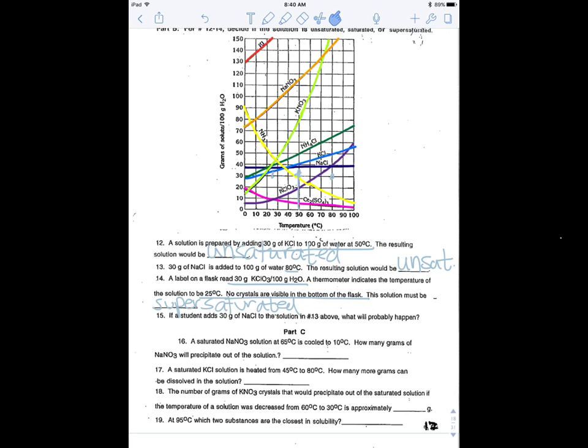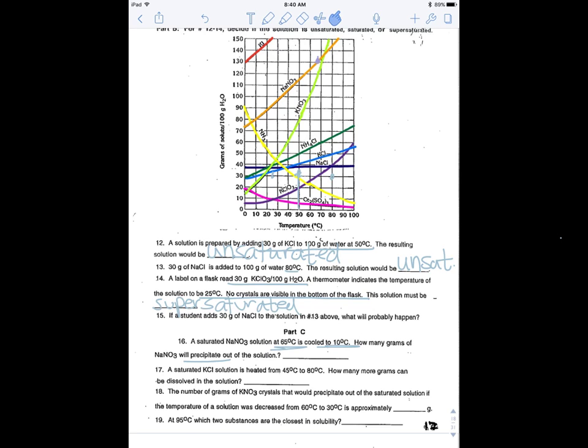So here we go. A saturated NaNO3 solution at 65 is cooled to 10. How many grams will precipitate out? Precipitate means how many solid grams are going to form. So we've got 65 degrees, and we'll switch to pink now. NaNO3 at 65 degrees is right here on this. Oh, hey, look at that. I can switch colors. Fancy. Anyway, it's going to be purple, just kidding.